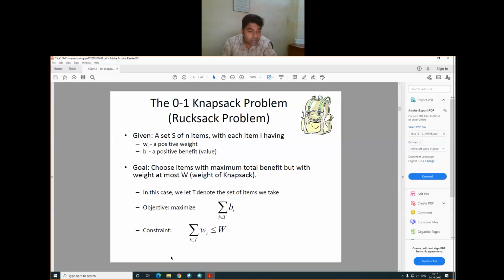And the constraint, the condition we have, is that the summation of W of i, meaning each item's weight, their addition should be less than or equal to capital W, which is the capacity of the knapsack. So I think the mathematical mapping of the 0/1 knapsack problem is clear in your mind. Next we have to write the algorithm to solve this problem. Basically, this is the problem and this is its mathematical mapping.